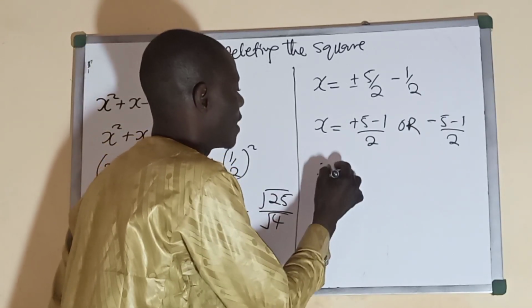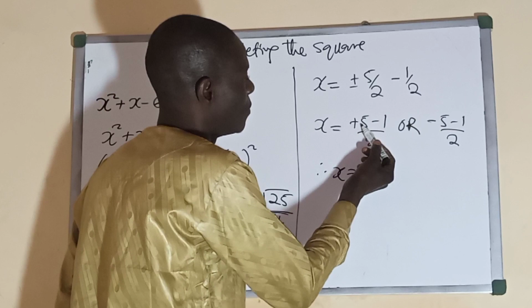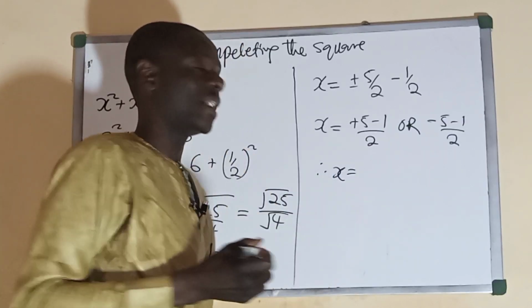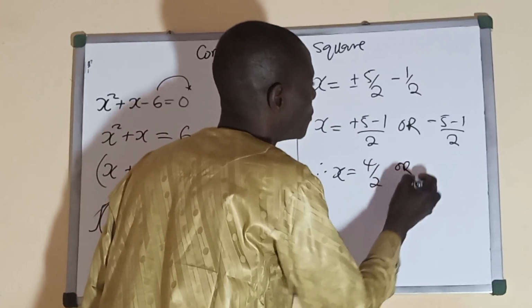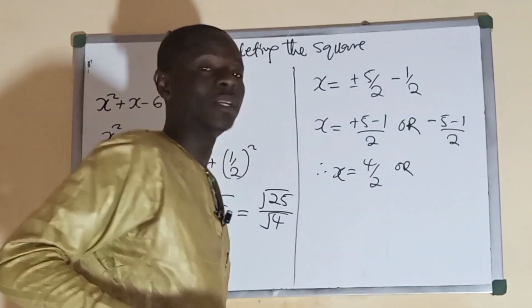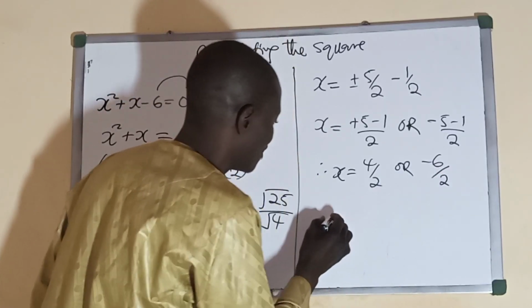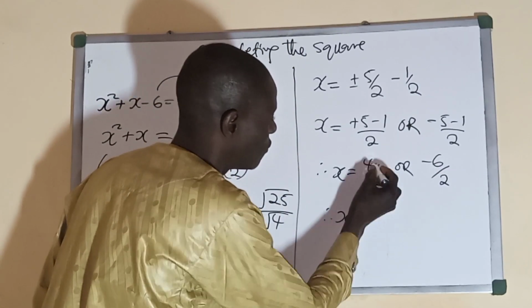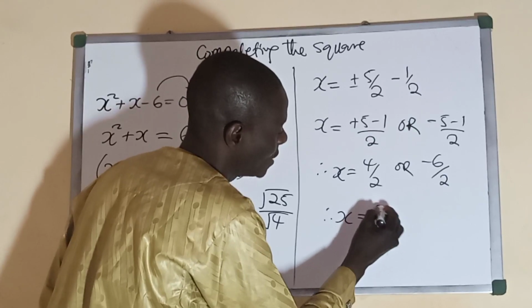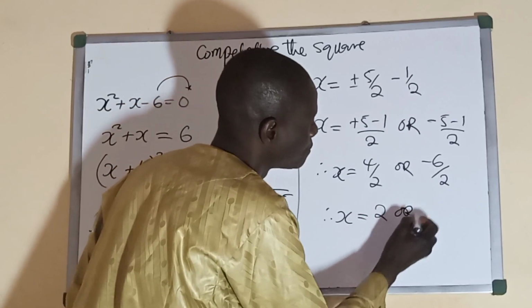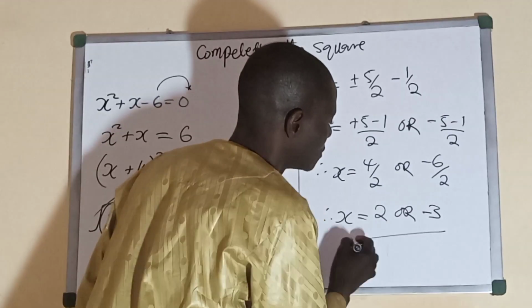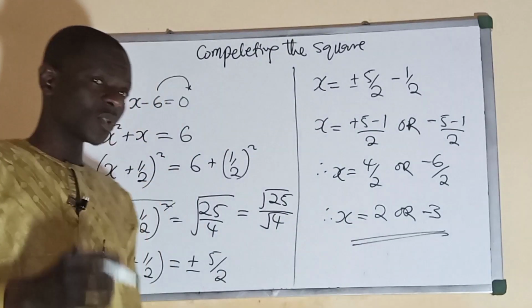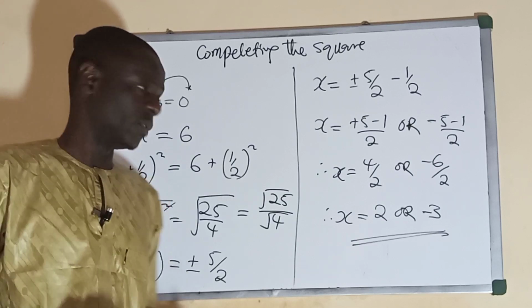Therefore, x equals plus 5 minus 1, which is 4, right? We have 4 all over 2, or we have minus 5 minus 1, which gives us minus 6 all over 2. Therefore, x equals 4 all over 2, which gives us 2, right? Or minus 6 all over 2, which gives us minus 3. Very simple.